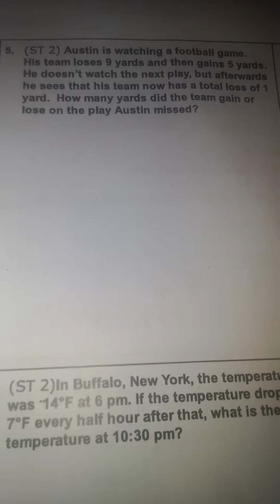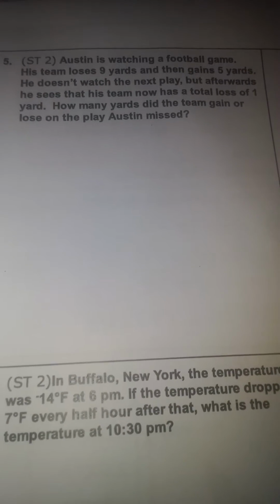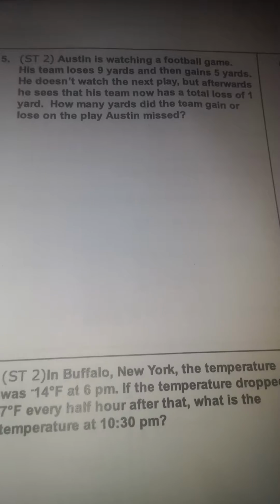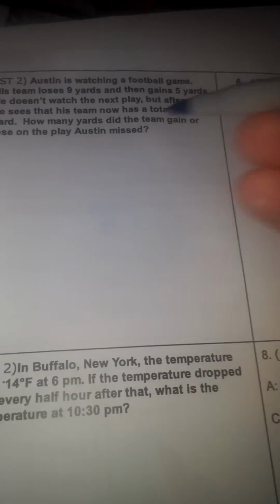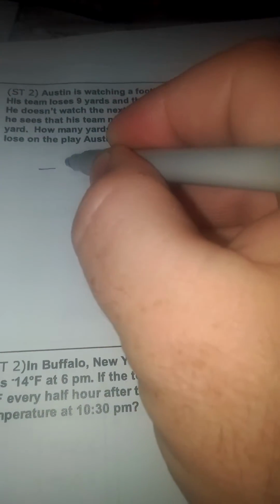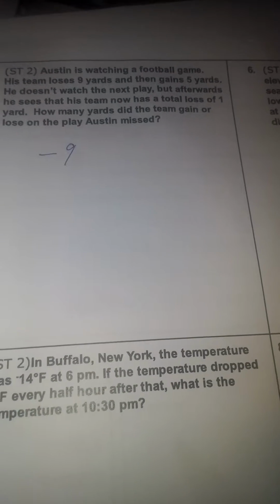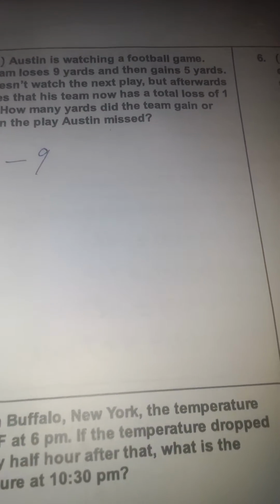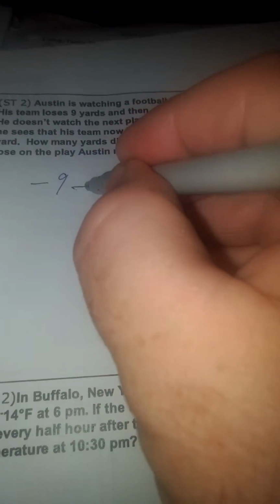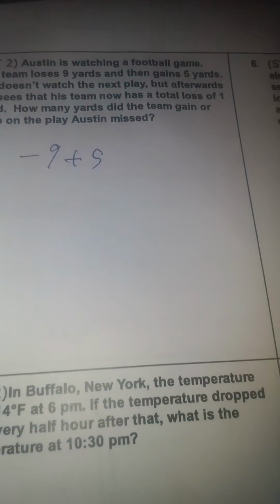Look at number 5 from the integers test. Austin is watching a football game. His team loses 9 yards. I'm going to write that down: minus 9 yards. Then gains 5 yards. So I'm going to write down plus 5.